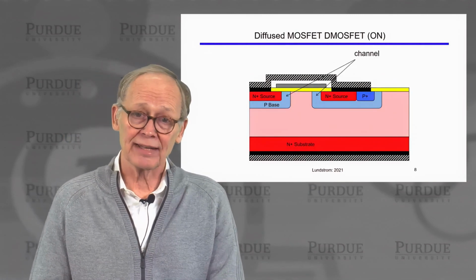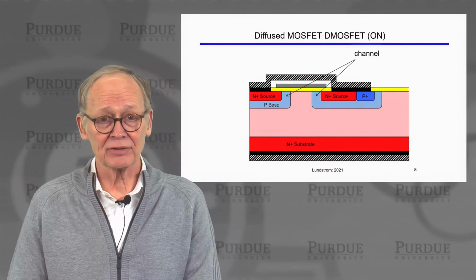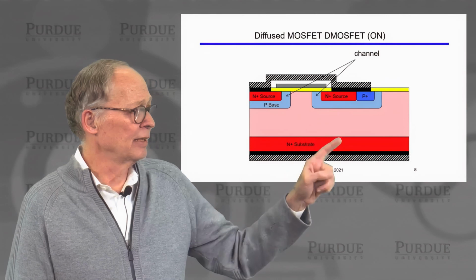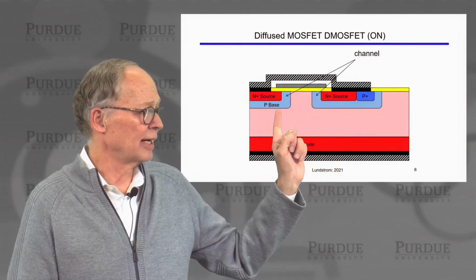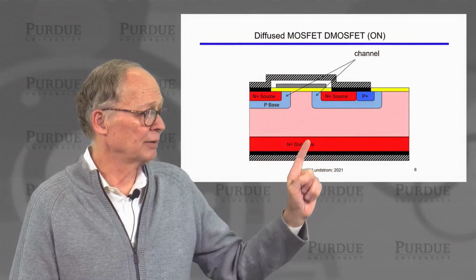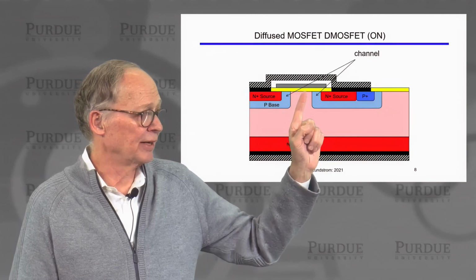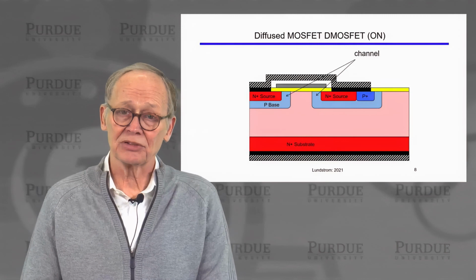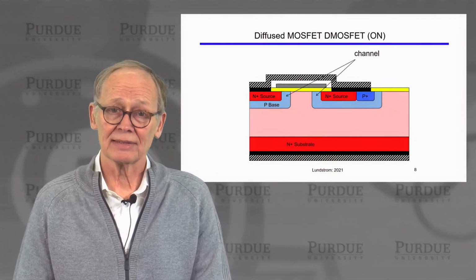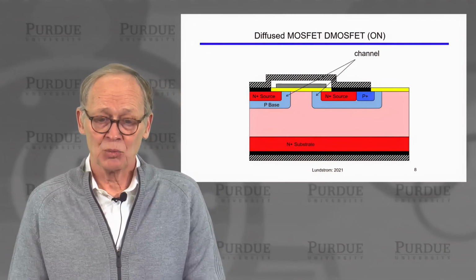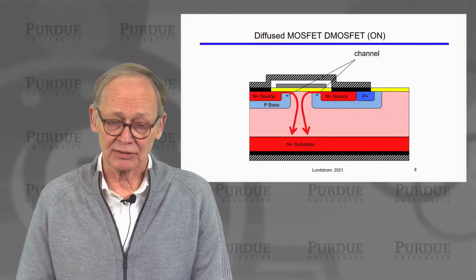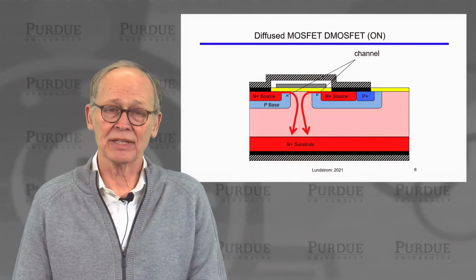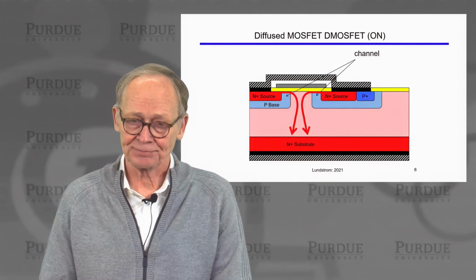We discussed briefly the operation of a diffused MOSFET, or DMOSFET, power device. In this device, the two source terminals are on the top, the drain terminal is on the bottom, the gate is right here, and the P-type regions, the blue P-type regions there, are the channels of this N-channel MOSFET. When we apply a gate voltage and turn the channels on, current flows out of both sources and then flows down into the drain and out the bottom.